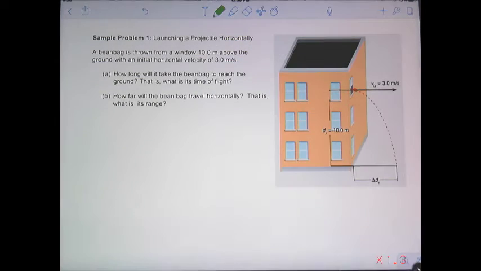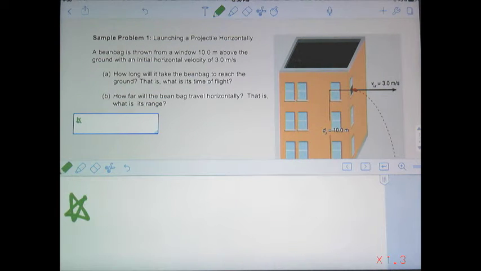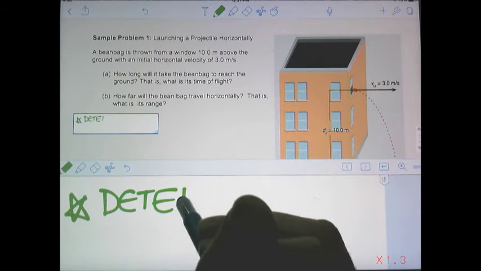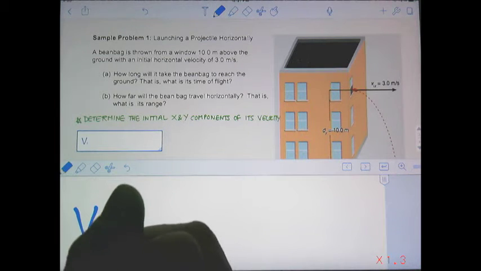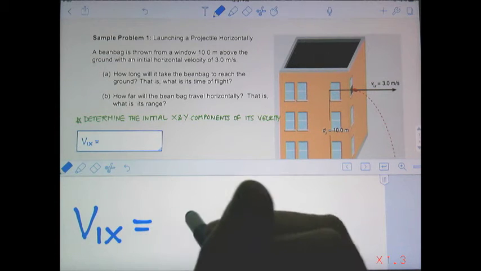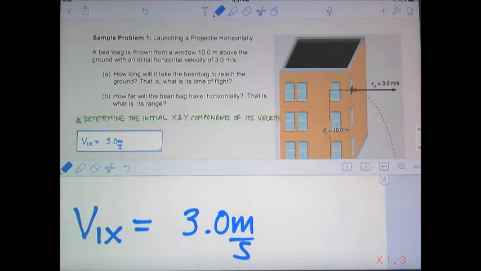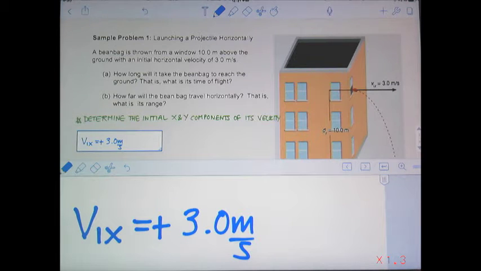Before starting any projectile motion question, before attempting to decide what type it is, type 1, type 2, or type 3, the very first step is to determine the initial x and y components of its velocity. In this question, it tells us that the object is launched with an initial horizontal velocity of 3 meters per second. Since it is thrown to the right, I'm going to indicate that with a plus sign. So the plus means right.